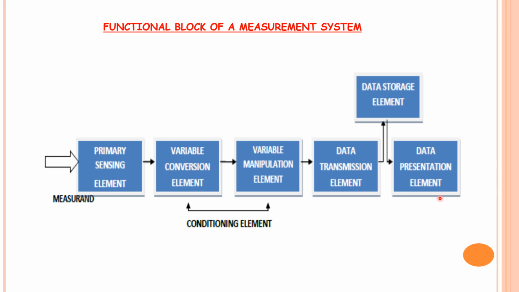The third one I have mentioned is analysis. For that you have to store the data, record it, and then display it, for example on a TV, camera, printer, everything. So on the whole, the block diagram represents the functional block diagram of the measurement system, which consists of the primary sensing element, variable conversion element, manipulation element, data transmission element, data storage element, and finally the data presentation element.